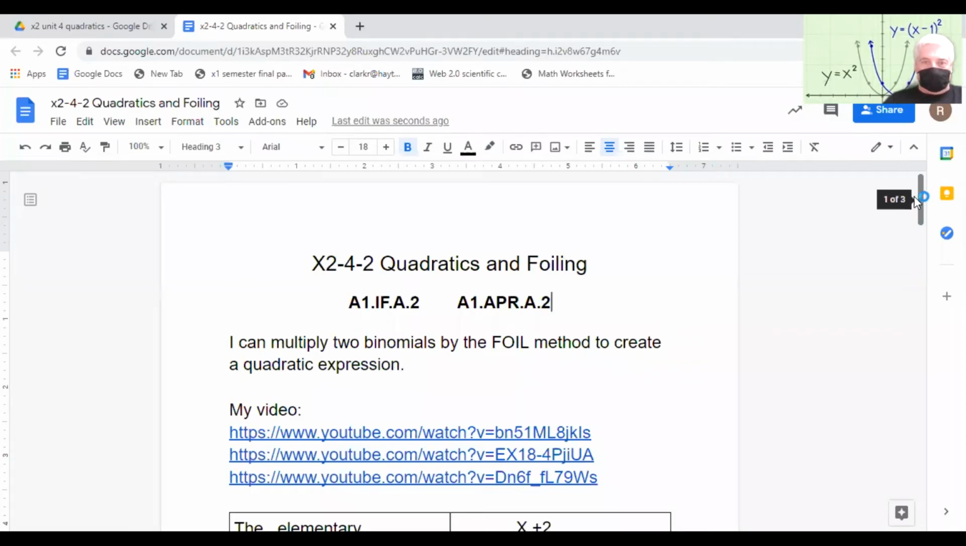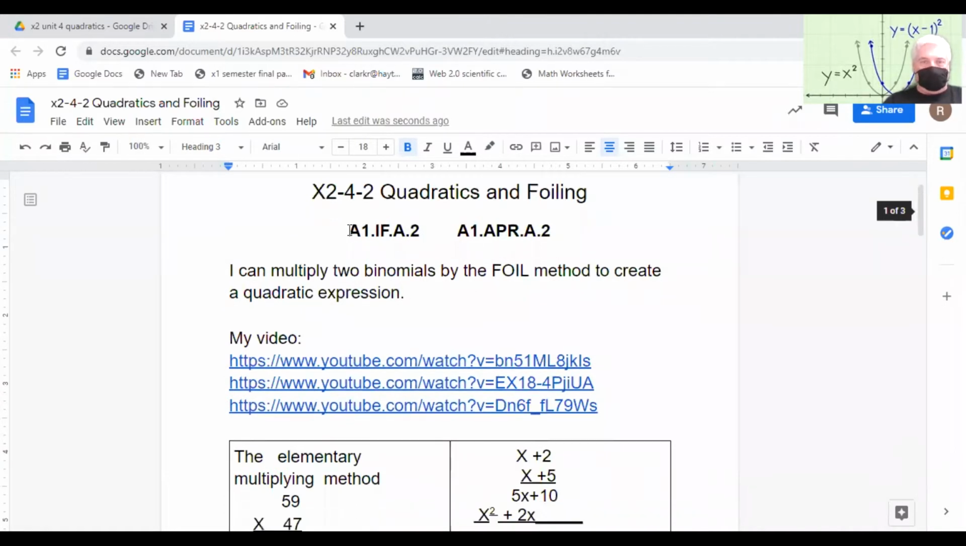This is quadratics and foiling. It's A1.IF.A.2 and A1.APR.A.2. And yes, I know you're Algebra 2, but just because the objective has an A1 for Algebra 1, A1 dot something, doesn't mean that you either learned it a couple years ago or that you remember it. So let's review a little.